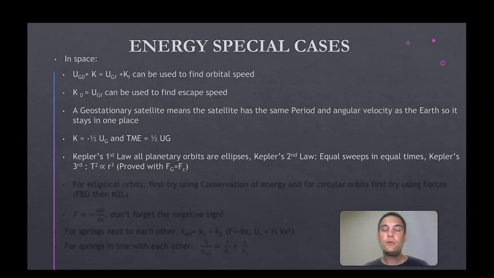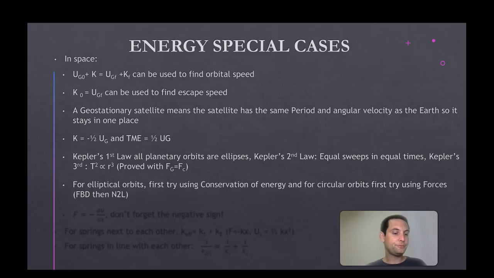Kepler's first law says all planetary orbits are ellipses. Kepler's second law, we're doing equal sweeps in equal time, which means it moves faster when it's closer to the object it's orbiting. And Kepler's third law, T squared is proportional to r cubed, can be proved by setting F sub big G, GMm over r squared, equal to m times v squared over r, remembering that velocity for things traveling in a circle is 2 pi r over the period.